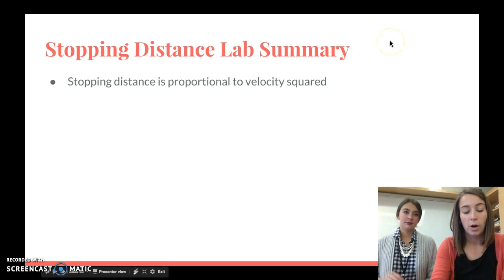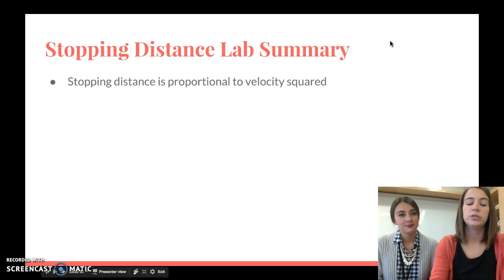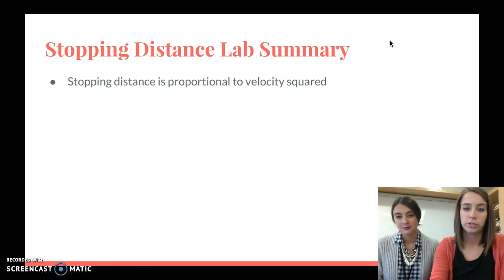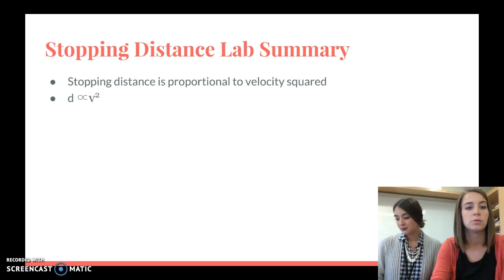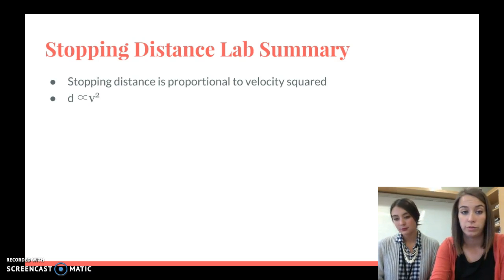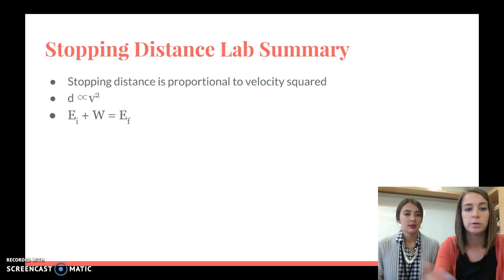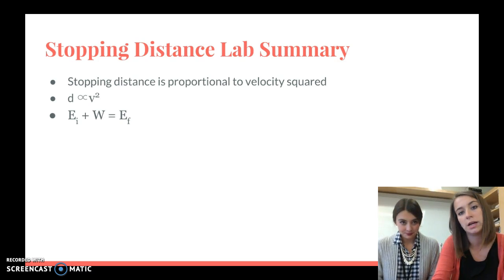So we're going through, starting with the analysis question. Hopefully you got some pretty good data yesterday, but you should have found that the stopping distance is proportional to velocity squared. So your proportionality statement would be that distance is proportional to the square of the velocity. If you didn't get that data, it's not the end of the world, but that's really what we would want you to find. So we want to prove that using energy. Where does that come from?